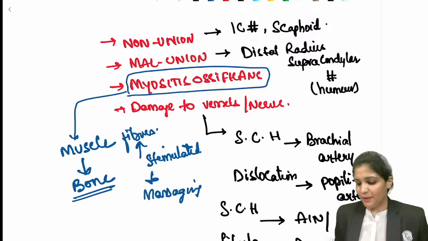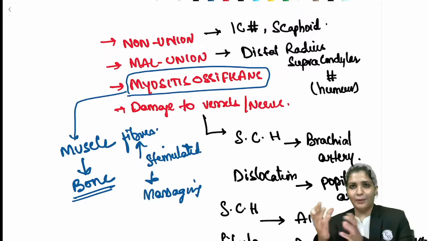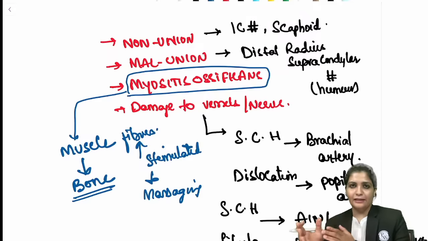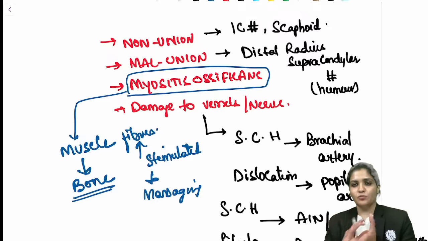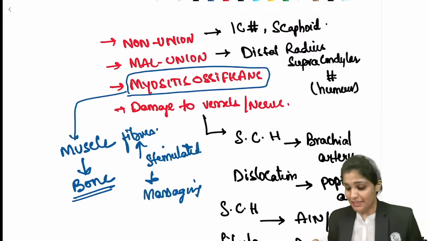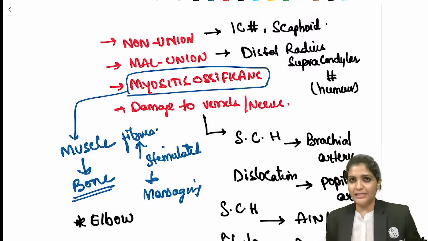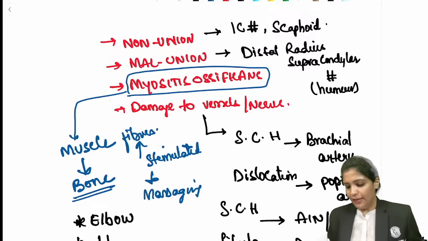So whenever there is a fracture, usually there are osteopaths, that is non-surgeons, who are just dealing with the fractures with massages or various other local treatments. They will do massage over that particular joint, and this myositis ossificans is mainly seen in the elbow joint. The most common joint prone for myositis ossificans is the elbow joint, followed by the hip joint.